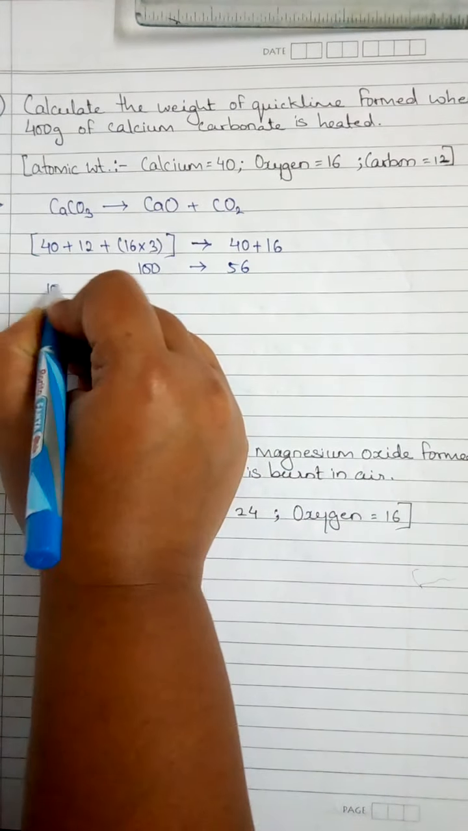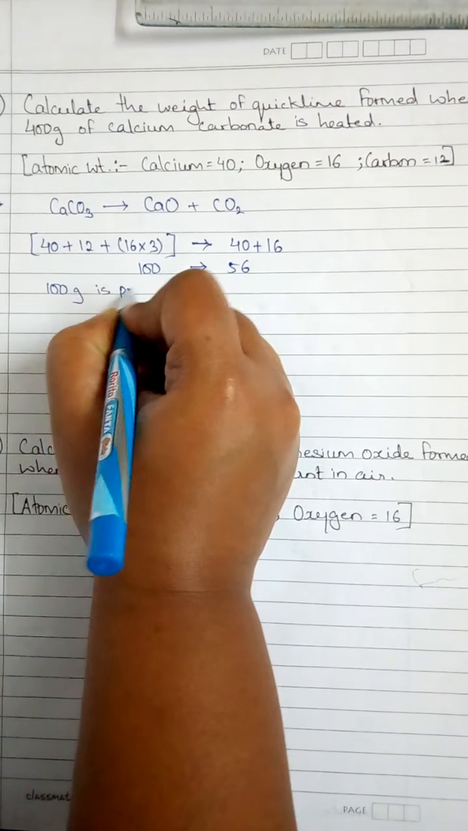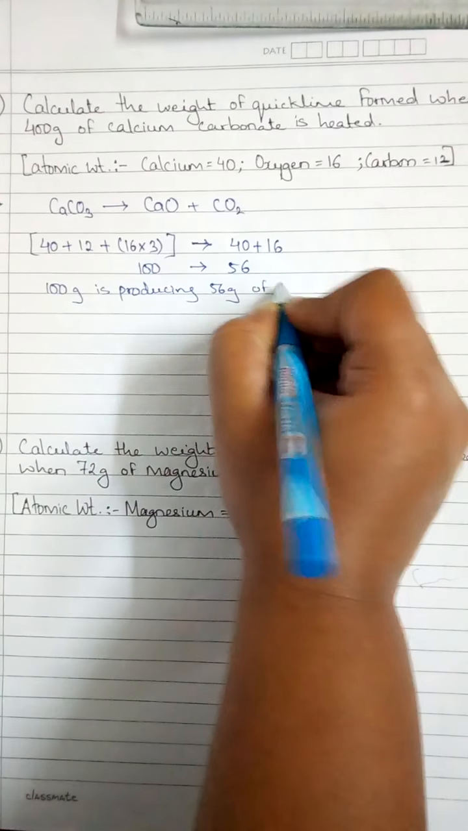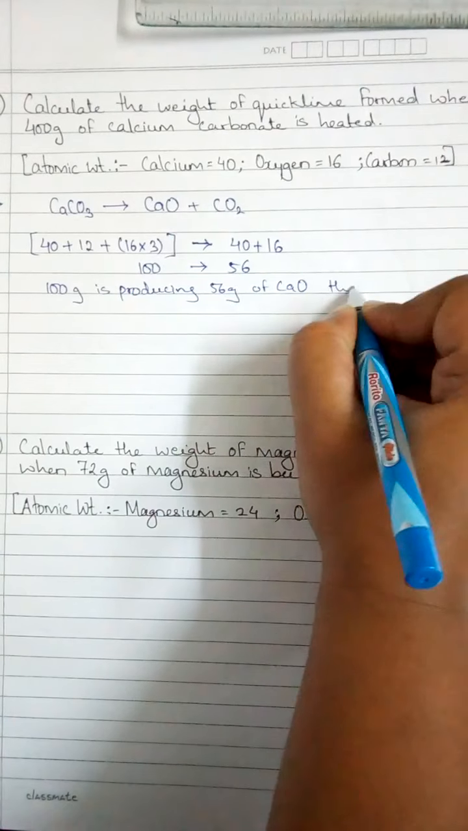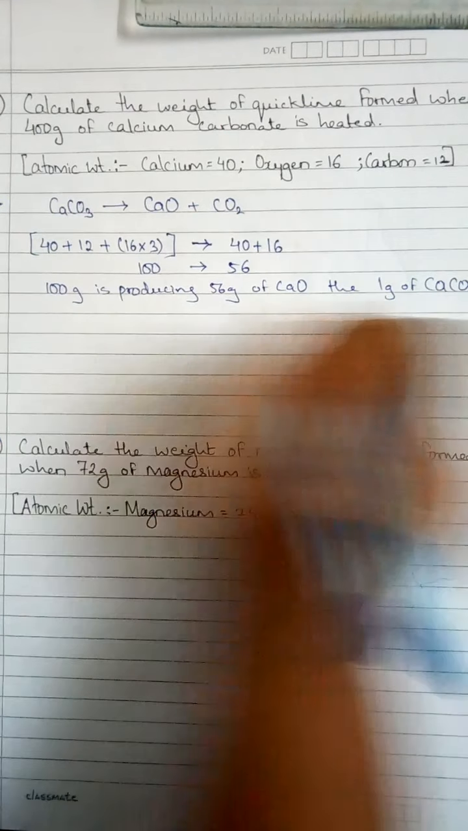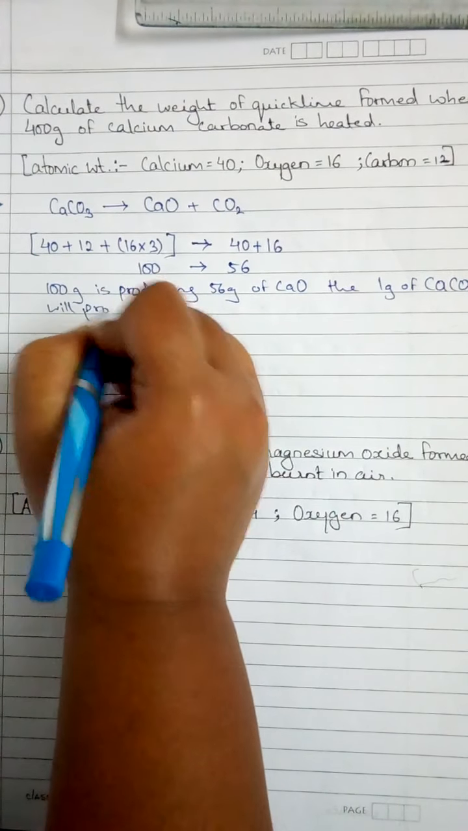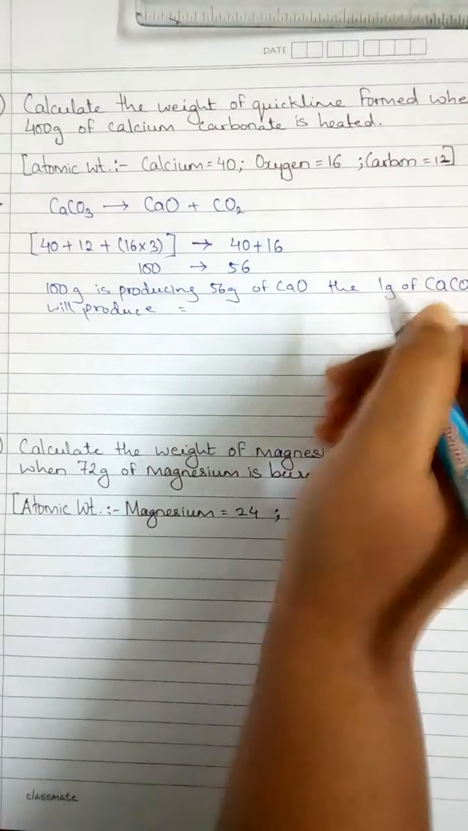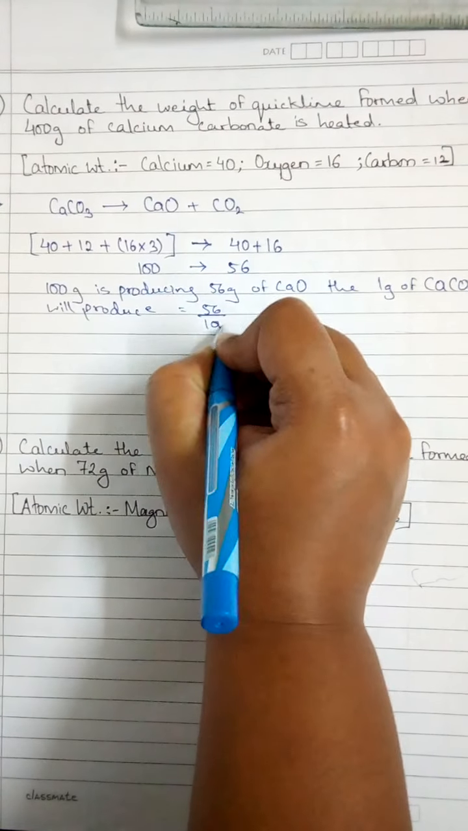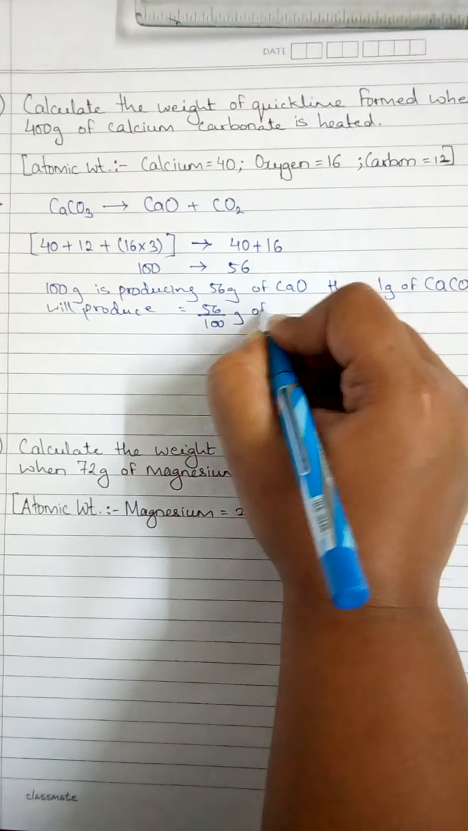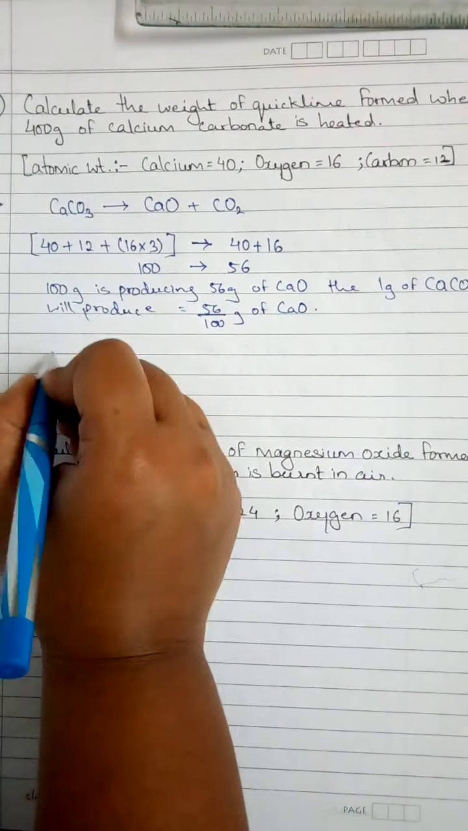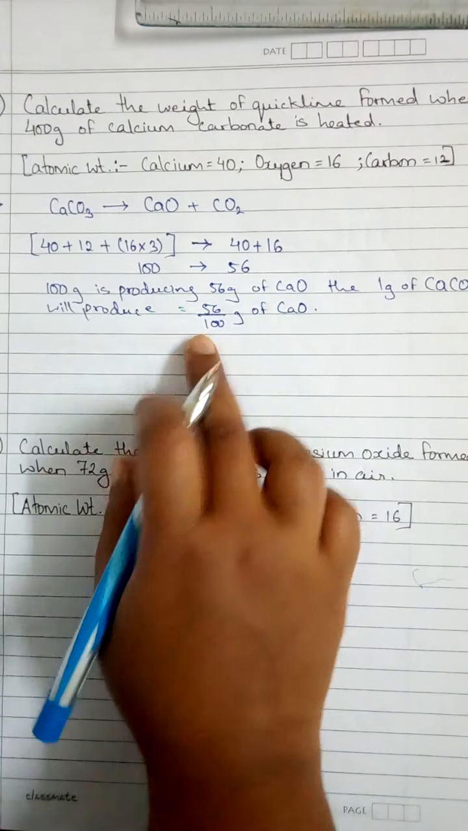Now if 100 gram is producing 56 grams of CaO, then 1 gram of CaCO3 will produce how much? It will be 56 upon 100. So 56 upon 100 gram of CaO. So this is what 1 gram will produce. Okay, so we have 400. If 1 is producing this much, 400 will produce this much into 400.